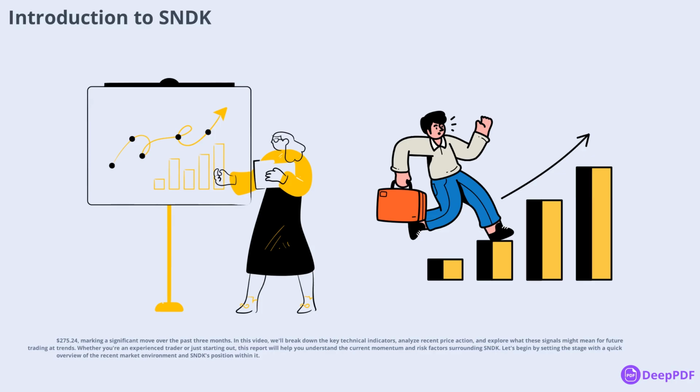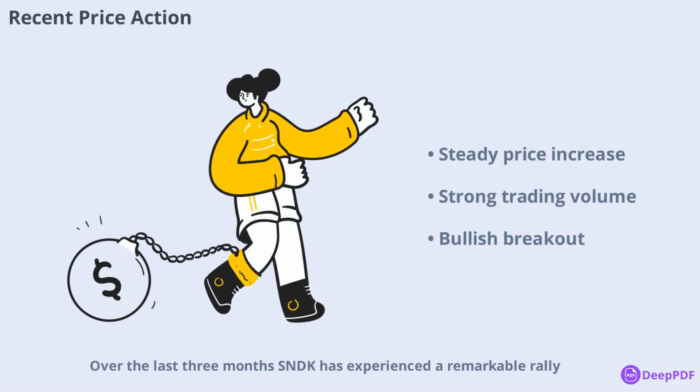Let's begin by setting the stage with a quick overview of the recent market environment and SNDK's position within it. Over the last 3 months, SNDK has experienced a remarkable rally. Starting from lows near $116 in early October, the stock has climbed steadily, closing at $275.24 on January 2nd. This upward momentum is supported by strong trading volumes, especially during key breakout sessions. The price action shows a series of higher highs and higher lows, a classic sign of a bullish trend. Notably, the most recent sessions saw a sharp jump from $244 to $275, indicating renewed buying interest and possibly the start of a new leg up.